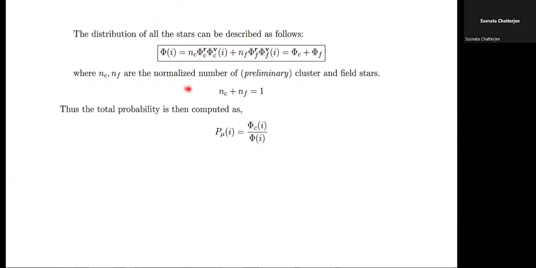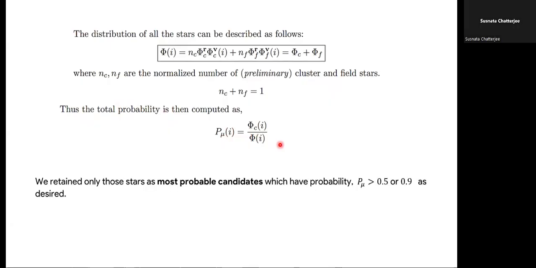NC and NF are the normalized number of preliminary cluster and field stars, so NC plus NF equals 1. Now the total probability is then computed as P mu I is phi C I plus phi F I. We take only those stars as most probable candidates which have probability P mu greater than 0.5 or 0.9, as desired.